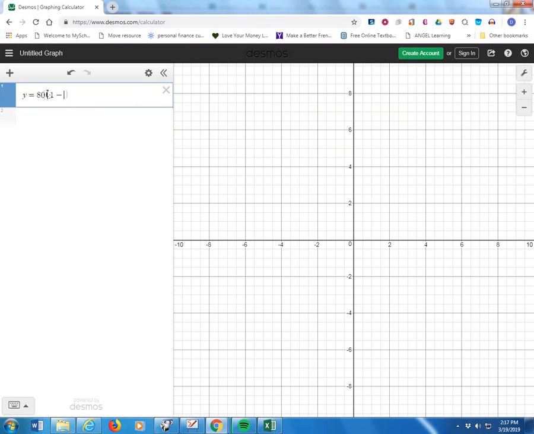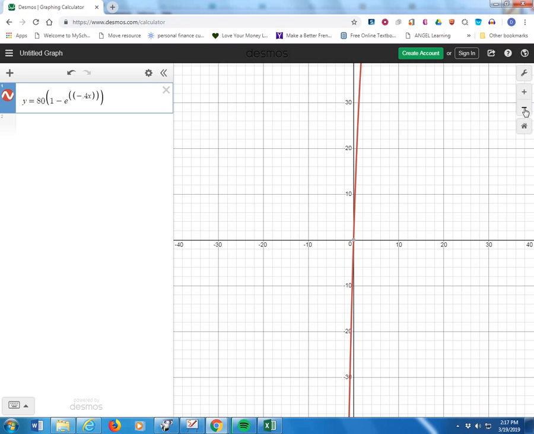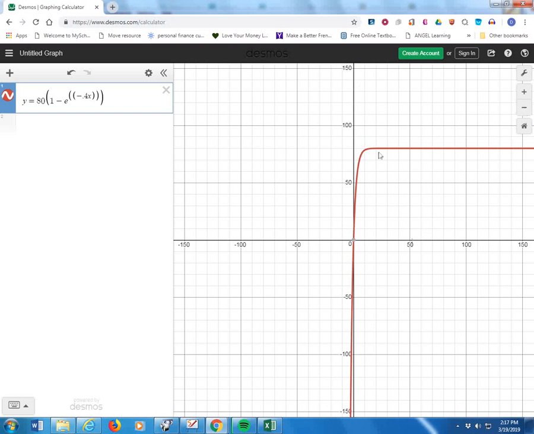1 minus e to the negative 0.4x. Okay, now I'm going to need to zoom out. And it looks like my terminal velocity is at 80.